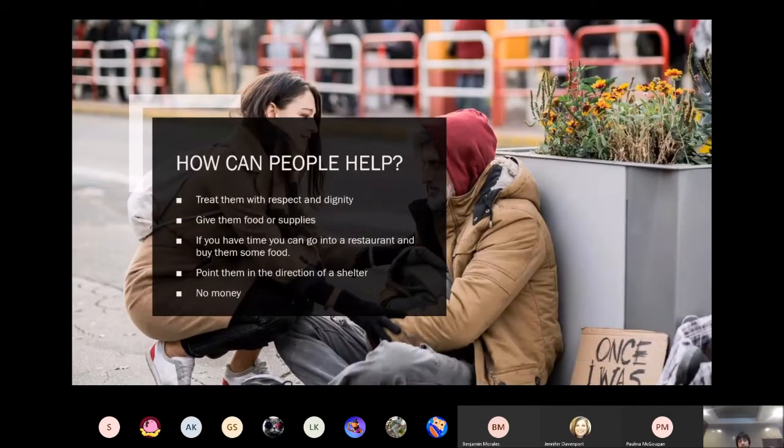So how can people help with this homeless situation? You should always treat them with respect and dignity. You should give them food or supplies. If you have the time, you can go into a restaurant and get them some food. You can point them in the direction of a shelter, but right now I would recommend not to, since just be aware that lots of crowds are going into a shelter, and that person that you are helping has a good chance of getting the virus. So point them in the direction of a hospital and make sure that they get the treatment that they need. Don't give them any money though.